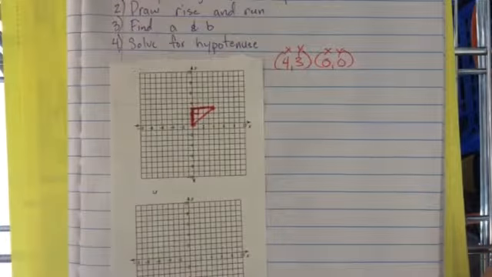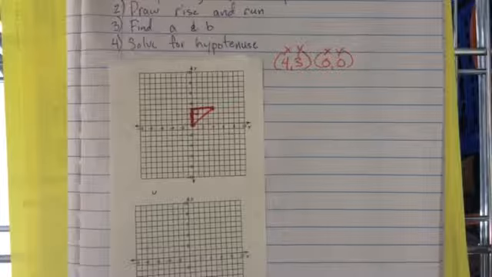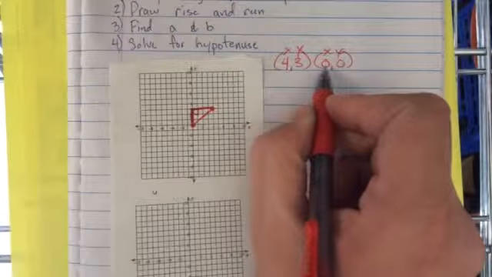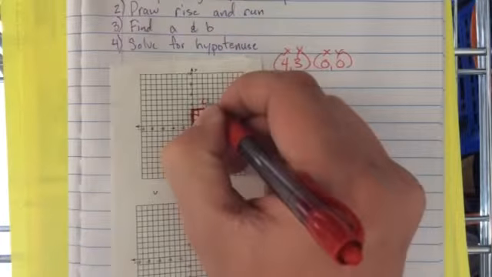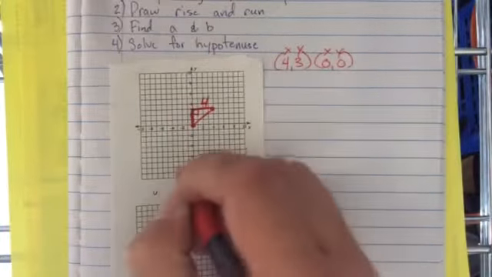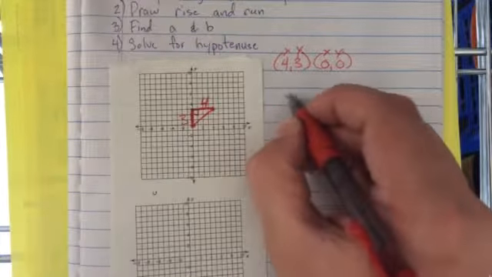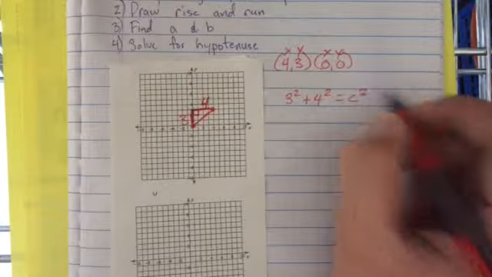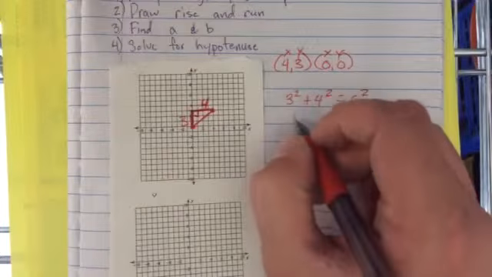Now it looks like a problem we already know. Do you count the lines or the boxes? What's the difference between 4 and 0? 4. What's the difference between 3 and 0? 3. So our legs are 3 and 4. That means 3 squared plus 4 squared equals C squared. 9 plus 16 is 25, so C is 5.